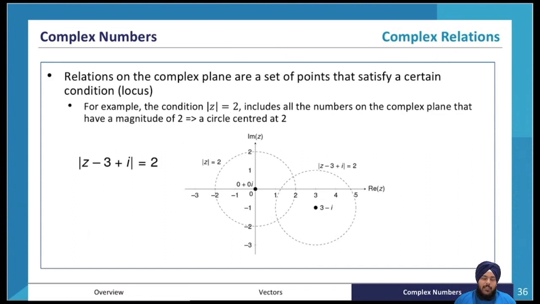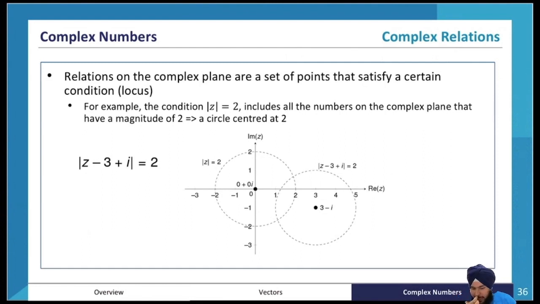as a set of points that satisfy a certain condition. So for example, if the condition is modulus z equals 2, we are looking at all numbers on the complex plane that have a magnitude of 2. And what this pans out to be on the Argand diagram is a circle with a radius of 2 centered at 0. So that's how we look at complex relations.